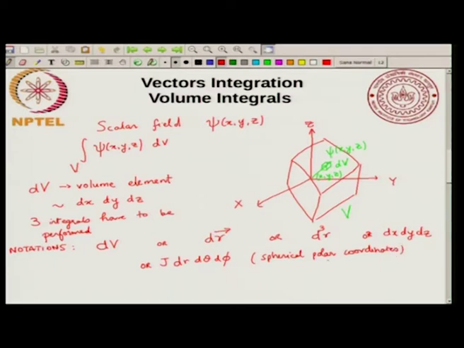Okay. And in particular for spherical polar coordinates, j is basically r square sin theta dr d theta d phi. There are different ways to write this volume integral, and often you will find that these notations are chosen based on what kind of region you have and how you can specify your V. You choose the appropriate coordinate system. So that is how much I want to say about volume integrals.